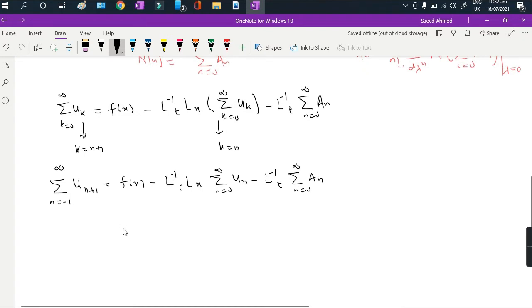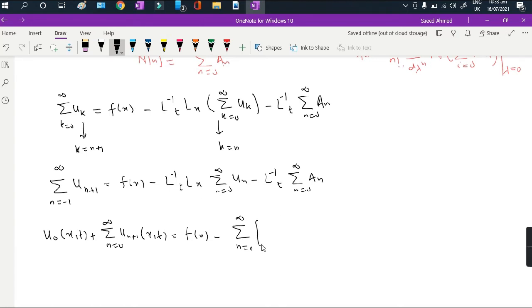Now on the left hand side we substitute one term out of this series. When n is negative 1, it becomes u_0(x,t), plus, combining the rest of the terms, the sum from n = 0 to infinity of u_{n+1}(x,t), and on the right hand side f(x) and minus. I'm writing everything in the form of one infinite series because now they have the same starting index, and the operators are linear, so we can put them inside the series. So it is one series on the outside from n = 0 to infinity, and inside we have L inverse t L_x of u_n, and plus, because we have taken n outside, L inverse t of A_n.